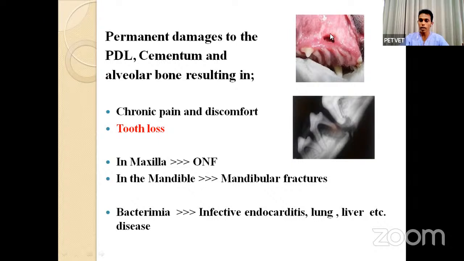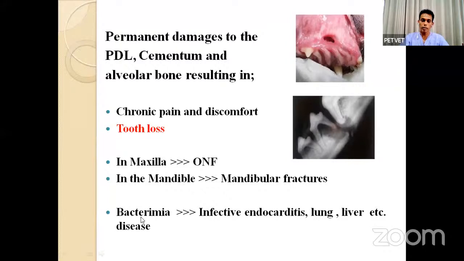Sometimes even if the tooth is there, you can get an oronasal fistula through the canine tooth. You can get some communication of food matter and all these things from the oral cavity to the nasal cavity. In the mandible, the worst case of periodontal disease will result in mandibular fractures, because when there's bone loss here, especially in small breed dogs, where the thickness of the mandible is really small, you can get fractures here.